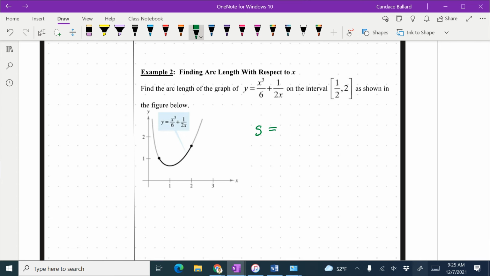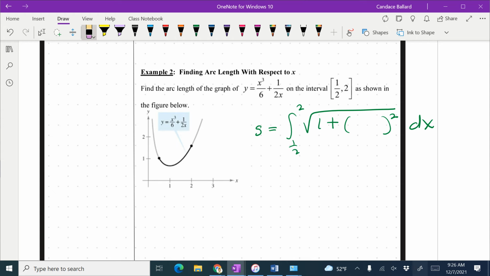I have to integrate. What are my bounds going to be? 1/2 to 2, and then I do square root of 1 plus the derivative squared dx. And that should not be under the radical sign. We can do the same thing if it's in terms of y. Okay, so that's what it is.